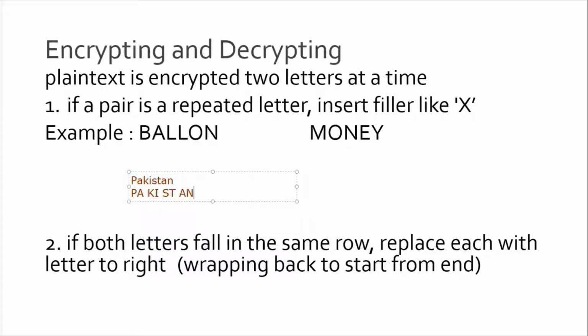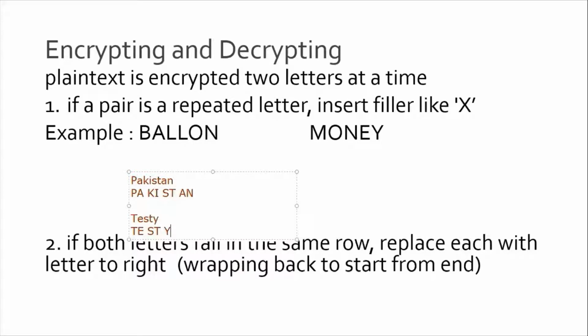But it is also possible that we can have an odd number of characters. For example, we can have TESTY. So we will create TE, ST, and Y. Here is a problem: we don't have any other character to pair with the Y. So for this situation, in the Playfair Cipher, we will write a filler.